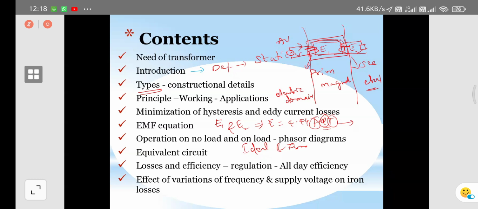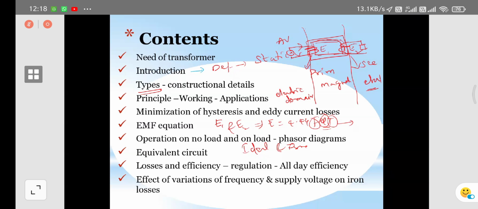Next, equivalent circuit. So what is the need of equivalent circuit? In order to equalize the primary and secondary side losses before the transformer and after the transformer. Thereby the losses on primary and secondary side are the same. So the equivalent circuit is used to transfer the equivalent resistance from the primary side and similarly the secondary side also.